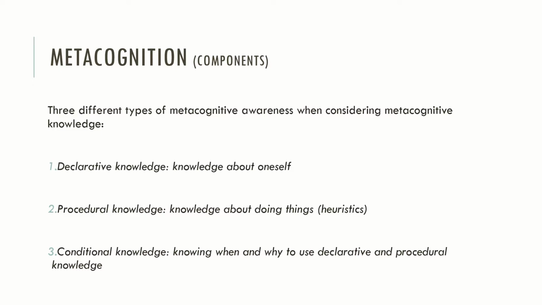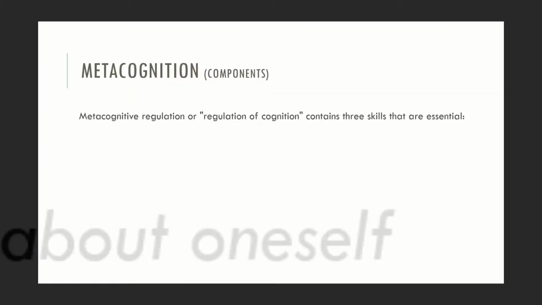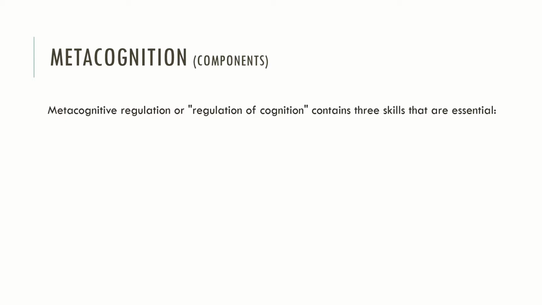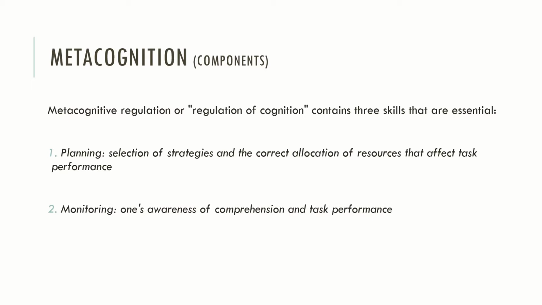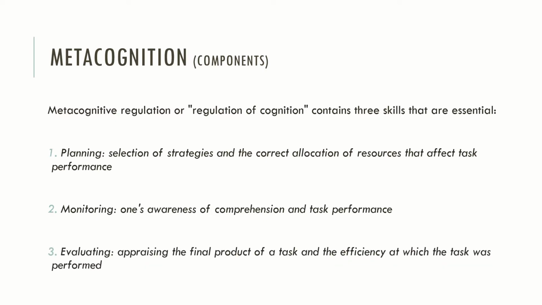Metacognitive regulation, or regulation of cognition, may also contain three skills: planning, selection of strategies and correct allocation of resources that affect test performance; monitoring, one's awareness of comprehension and task performance. It's the ongoing awareness about the products that we are performing within a given task. And of course, evaluation, appraising the final product of a task and the efficacy that results from the performance given in a certain task.